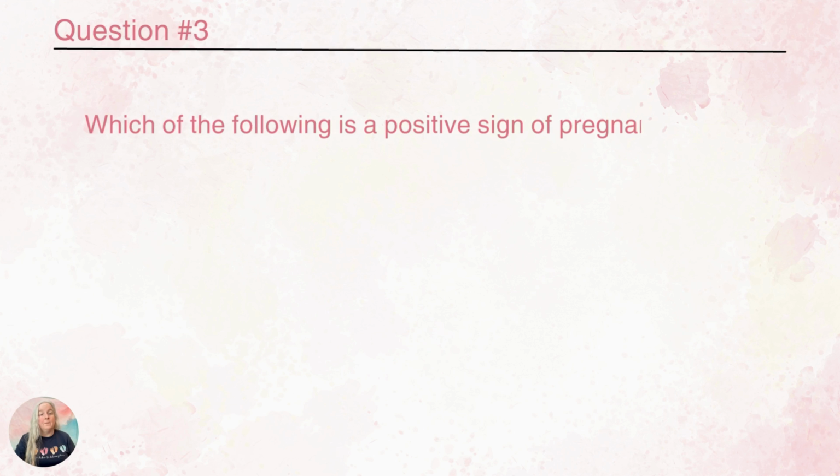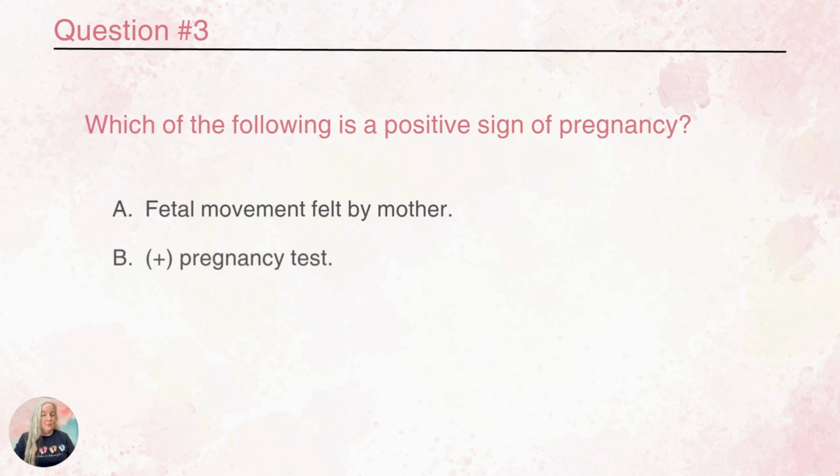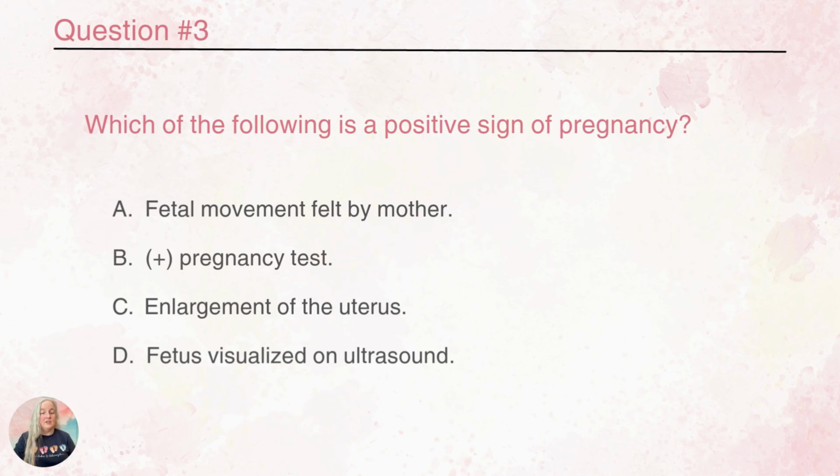Question number 3. Which of the following is a positive sign of pregnancy? A. Fetal movement felt by the mother. B. Positive pregnancy test. C. Enlargement of the uterus. Or D. Fetus visualized on ultrasound. The best answer for this is D. Fetus visualized on ultrasound. Because of all of these options, this is the only one that is coming from the baby and can be assessed by the nurse.